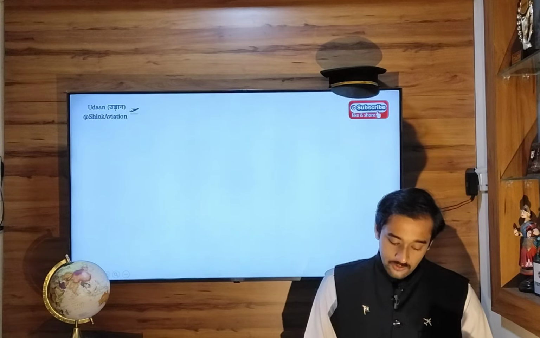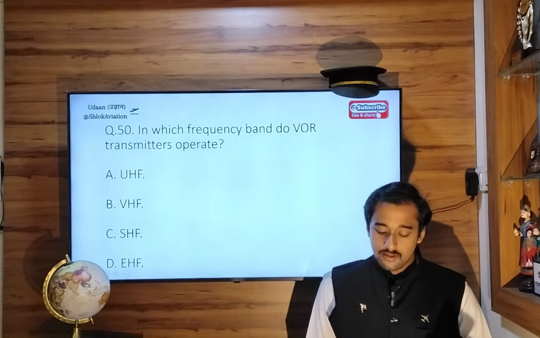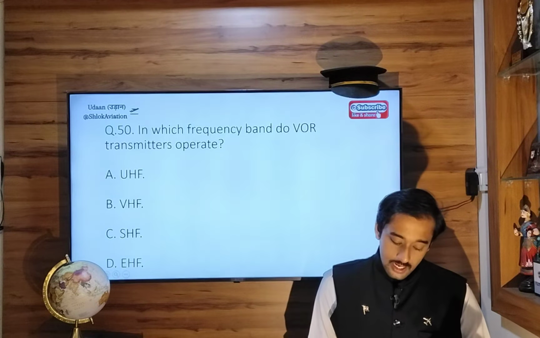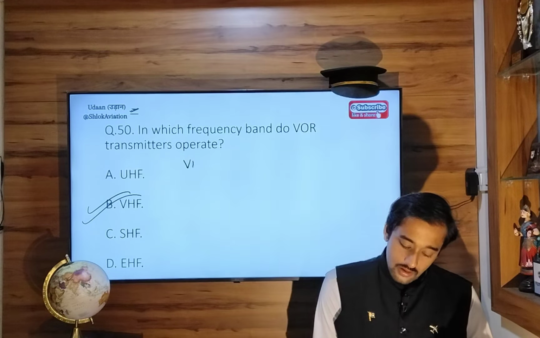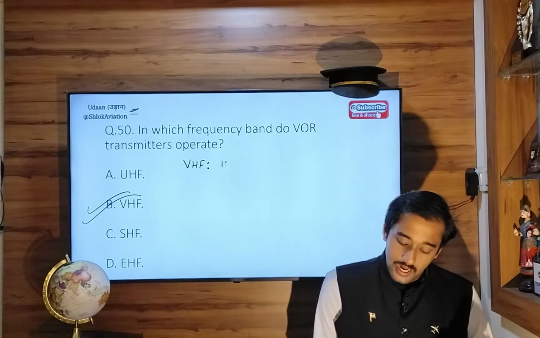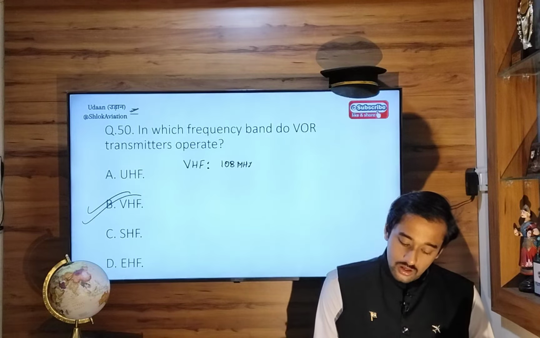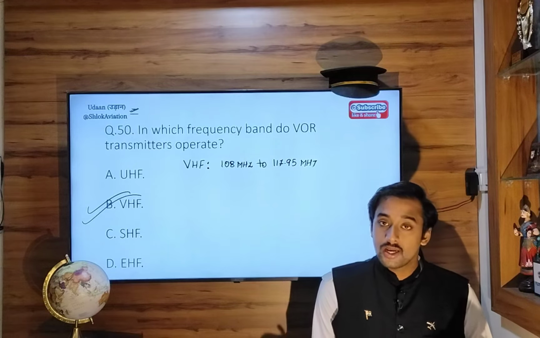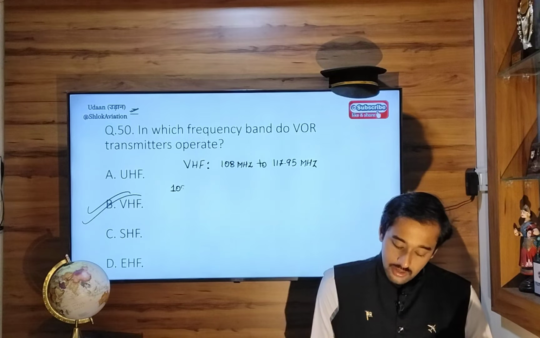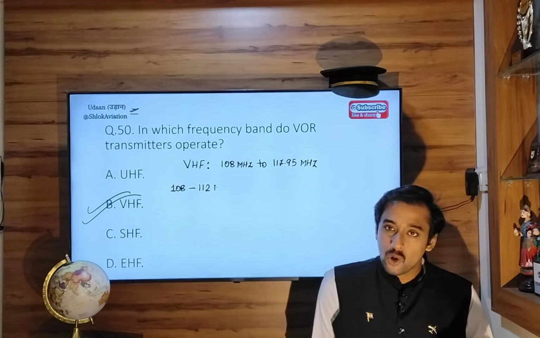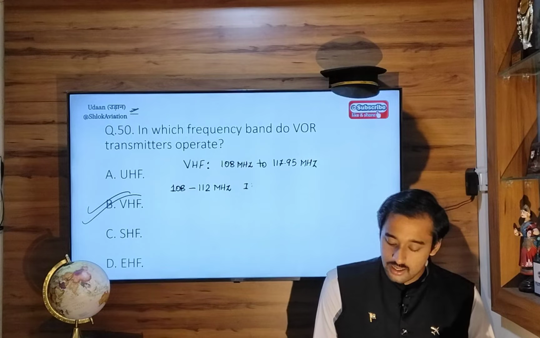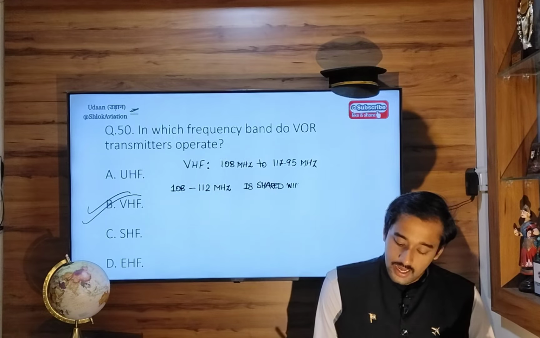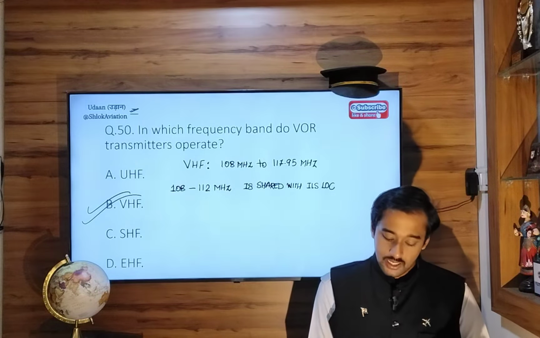Let's go to the last question for the day. Question 15. In which frequency band do VOR transmitters operate? That band is called the VHF band, between the frequencies of 108 megahertz to 117.95 megahertz. Out of this total band, the range between 108 to 112 megahertz approximately is shared with the ILS localizer. How is the bifurcation done?